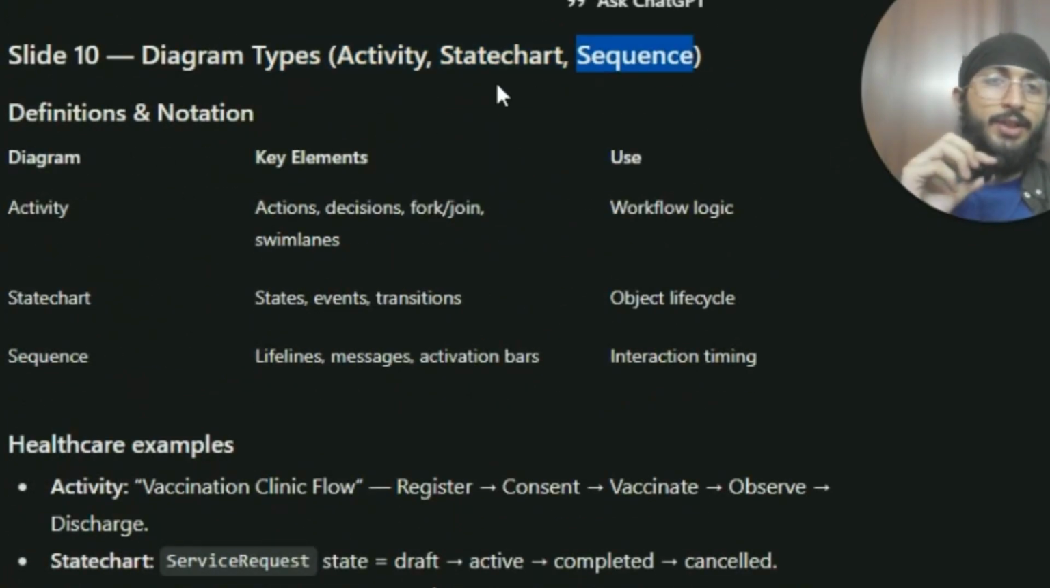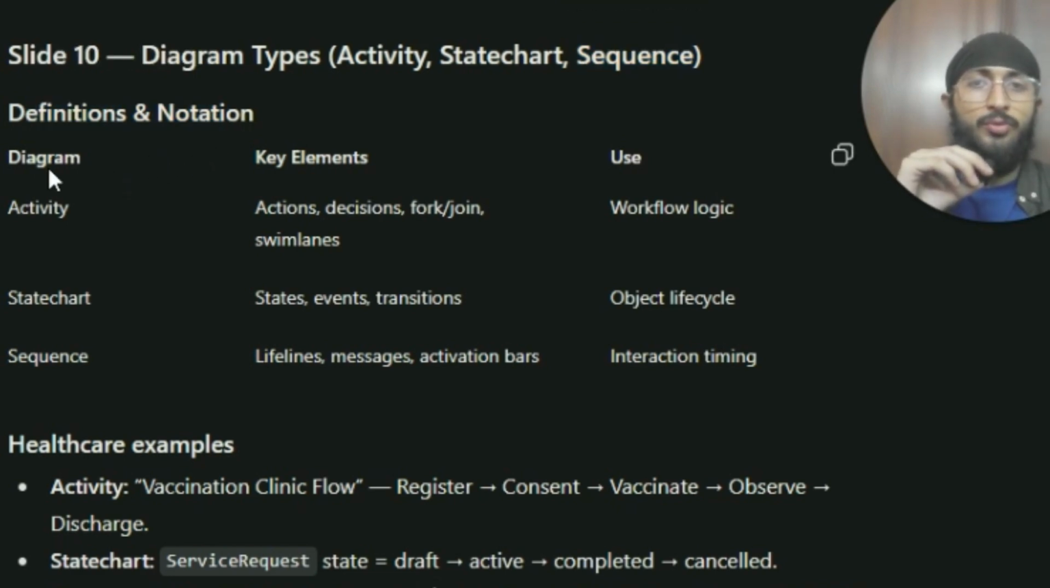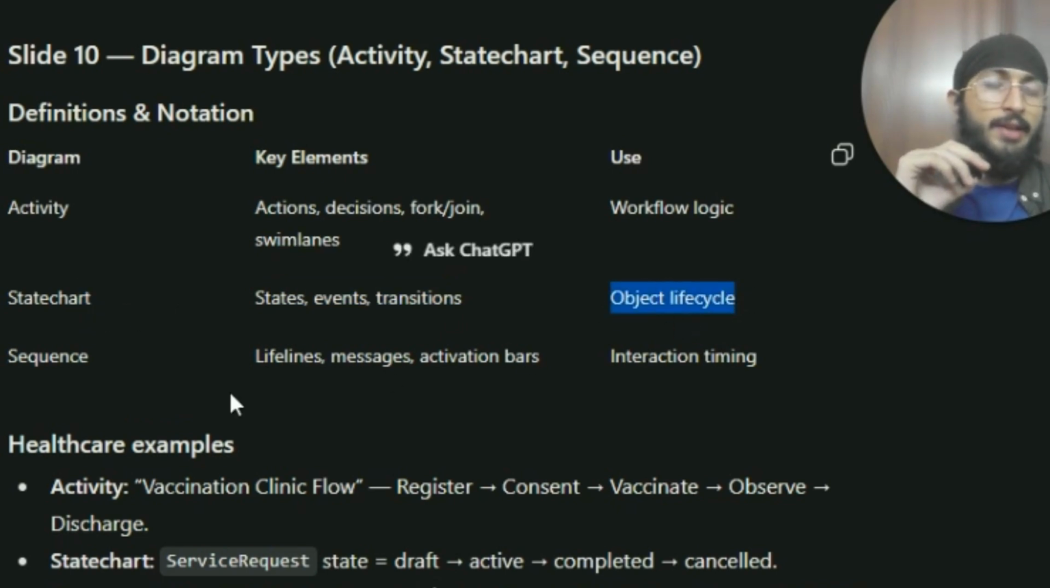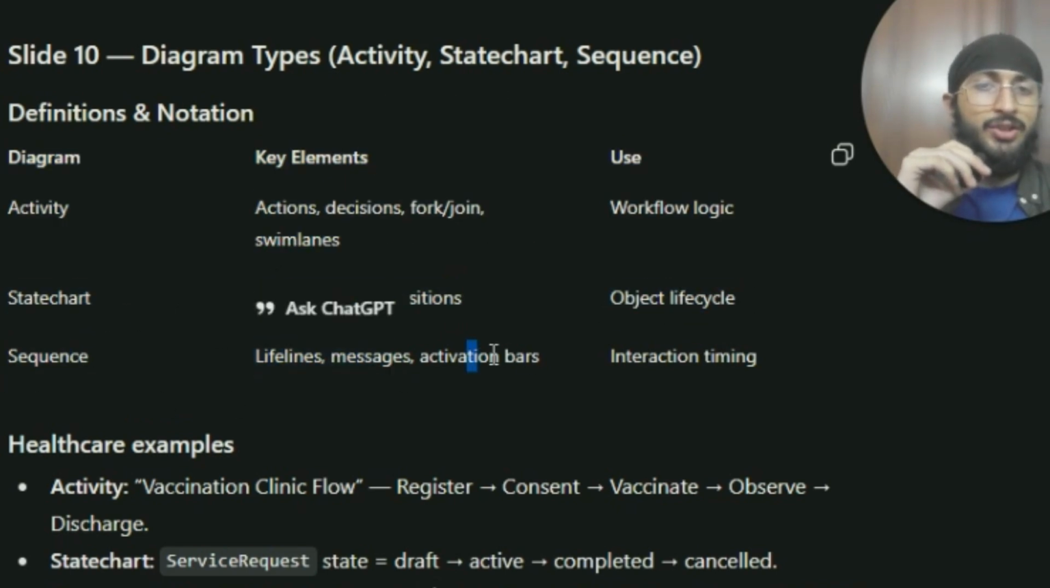Diagram types: activity, state chart, sequence. So definitions and notation we'll go through. For activity diagrams, key elements are actions, decisions, fork, join, or swim lanes, used for workflow logic. Then state chart: states, events, and transitions. These are included in a state chart, which shows the object lifecycle. And for sequence, the key elements are lifelines, messages, or activation bars, which is used for interaction timing.